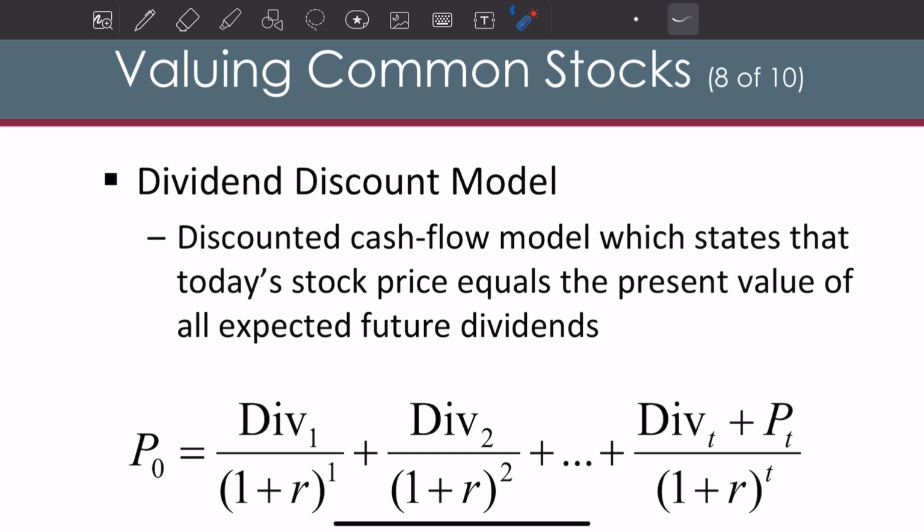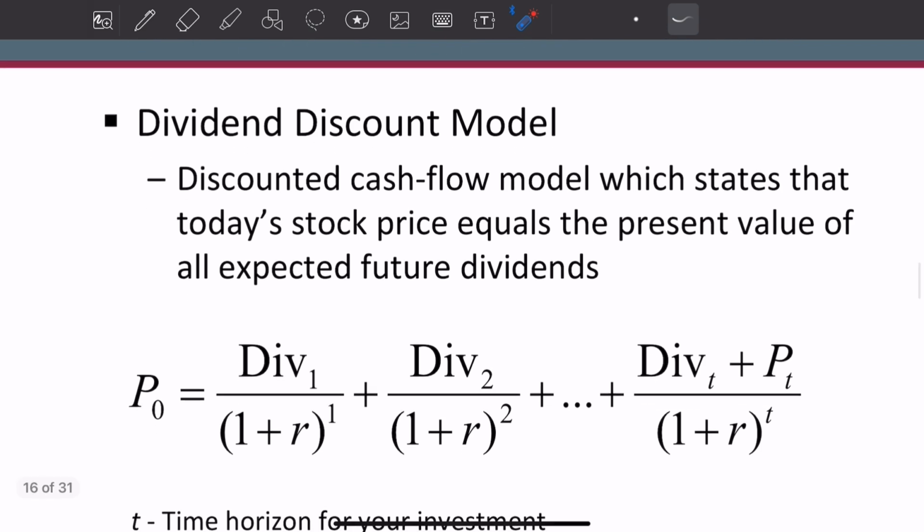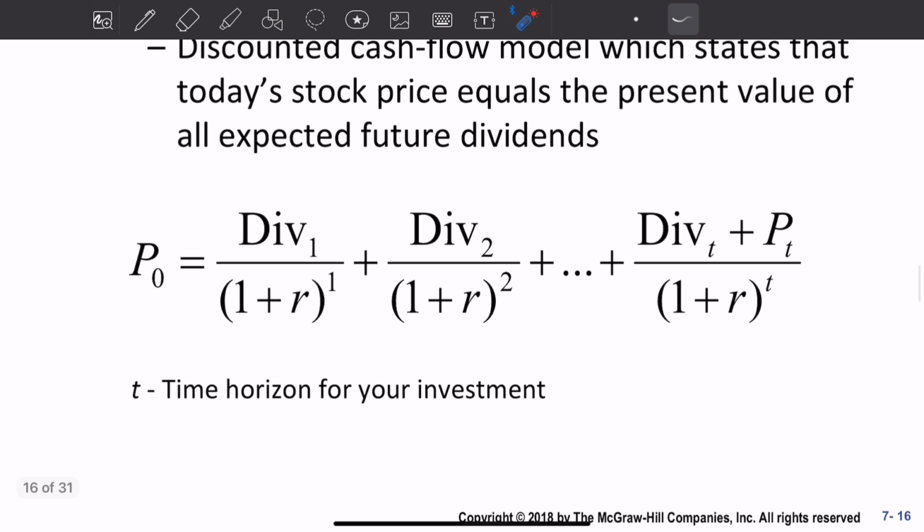Now moving on to another very important tool that is used to value common stock, which is the dividend discount model, the third method that we talked about. The dividend discount model is a discounted cash flow model which states that today's stock price equals the present value of all expected future dividends, plus the cash proceeds that would be generated by selling the stock. And here is the formula for that.